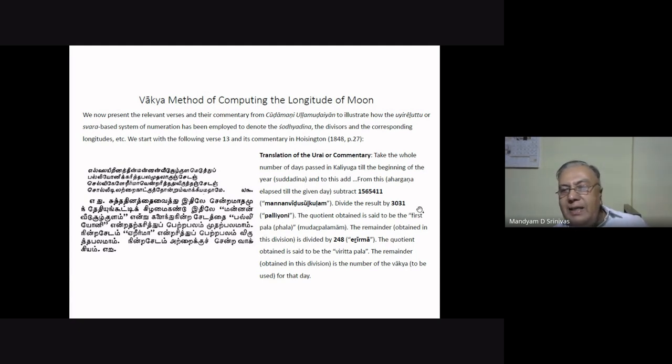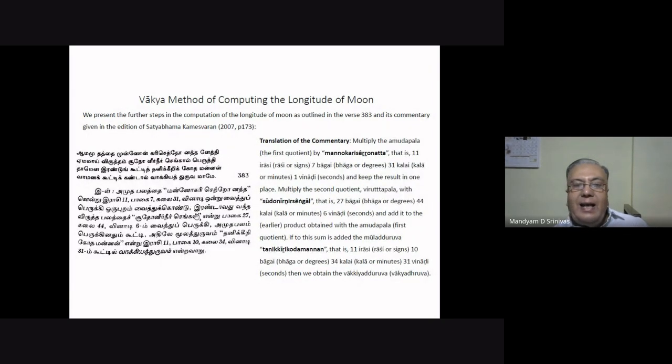Palliyoni. Pa is 1, Li is 3, Yo is 0, Ni is 3. So Palliyoni is 3031. This Erirma: the A is dirga. I have not put the bar above that; I put a hat to show the hrasva A above E. So I use this in the Sanskrit way as dirga. A is 8, Ri is 4, Ma is 2. Erirma is the famous 248.